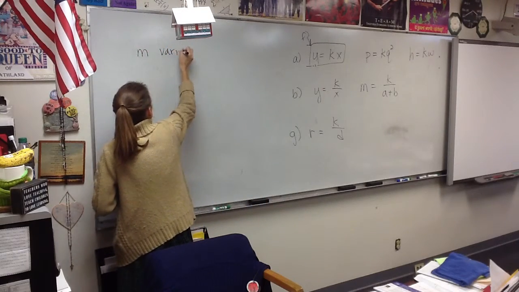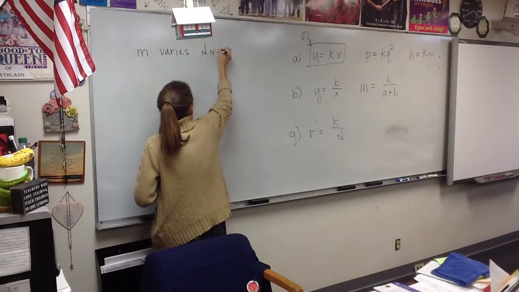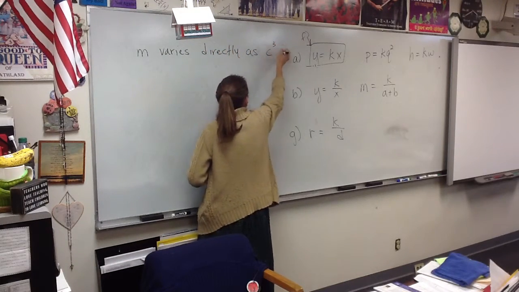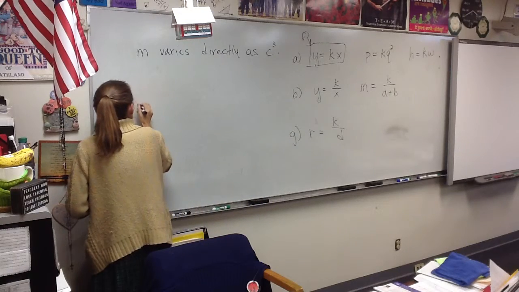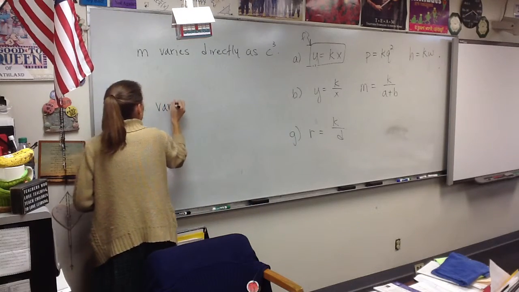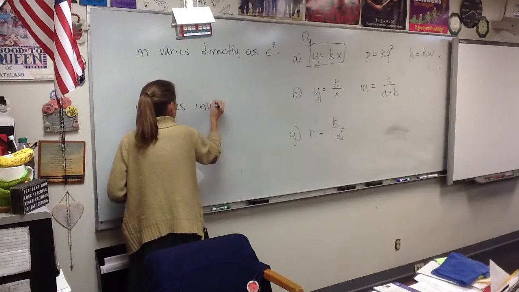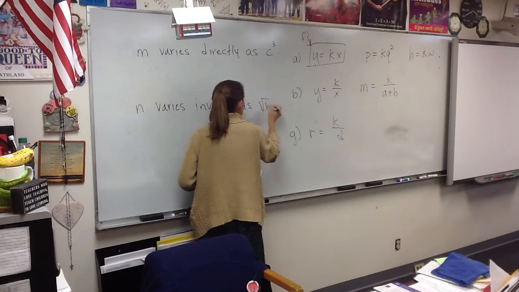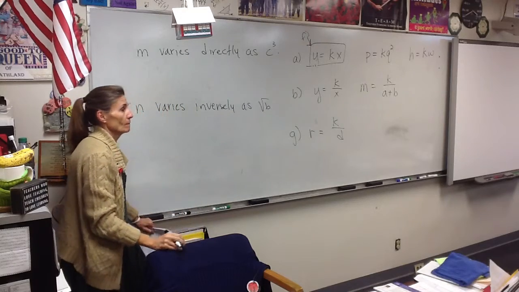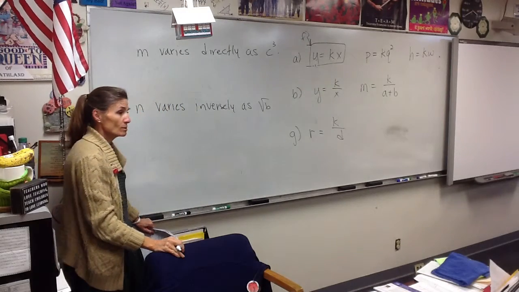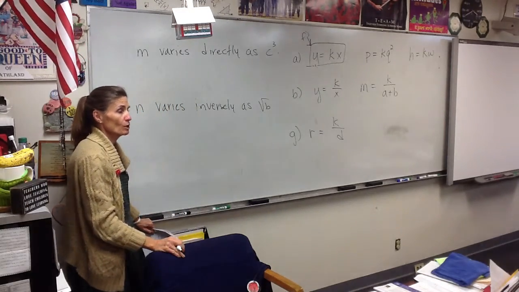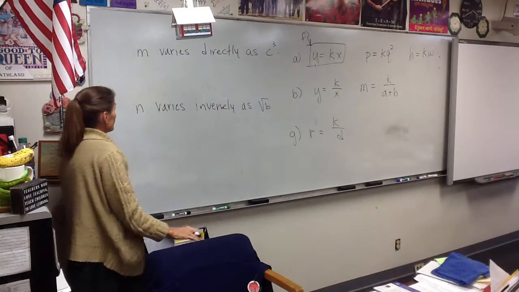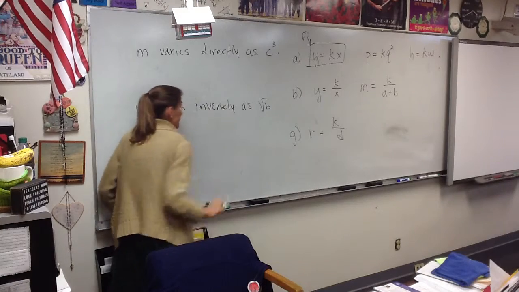M varies directly as C cubed. And N varies inversely as the square root of B. See if you can write those down real quick, the formulas for those. M varies directly as C cubed. N varies inversely as the square root of B.